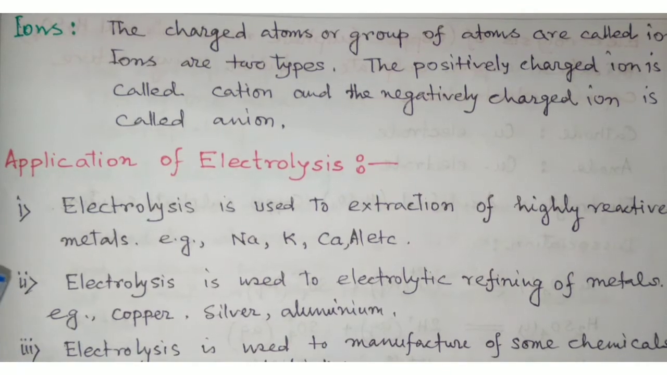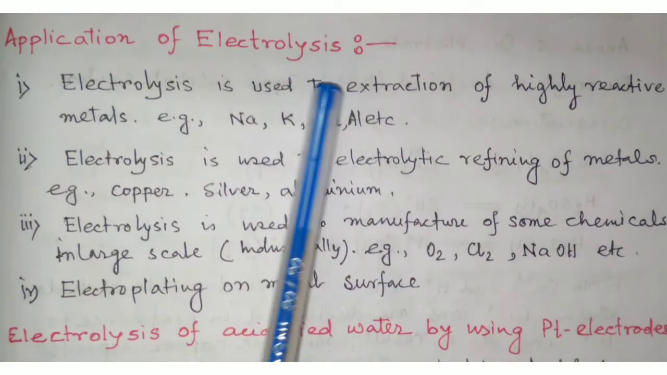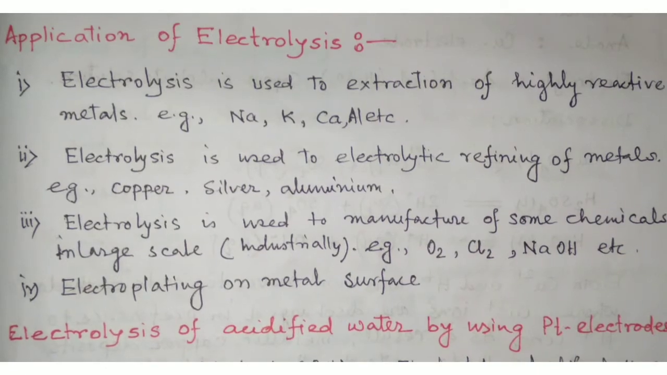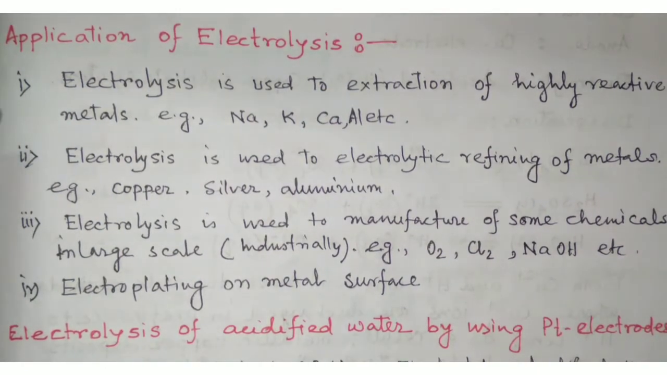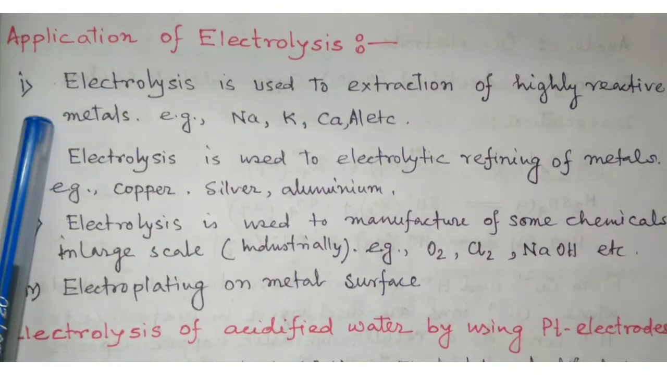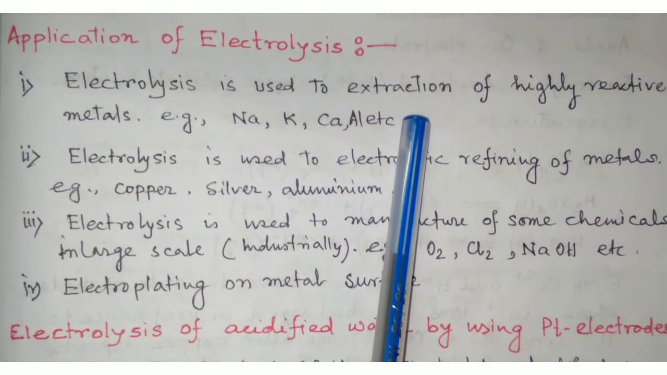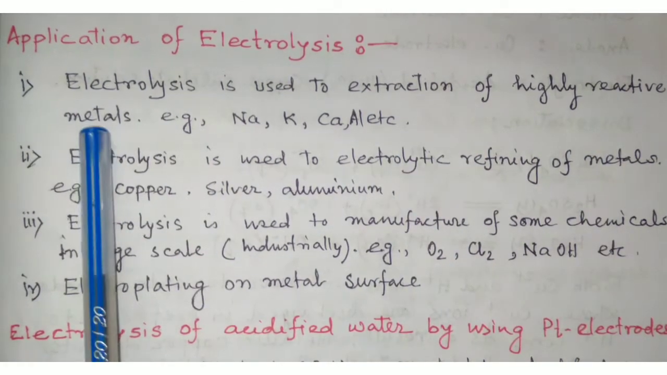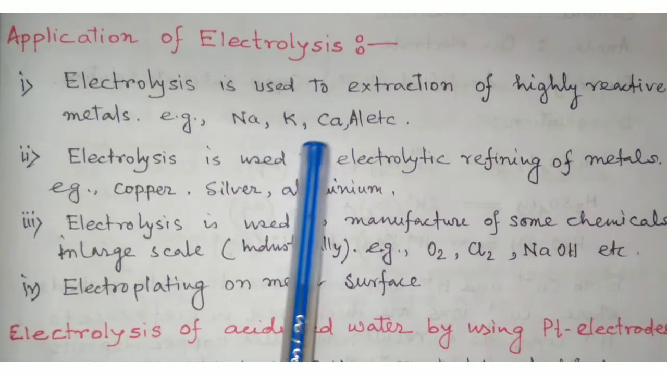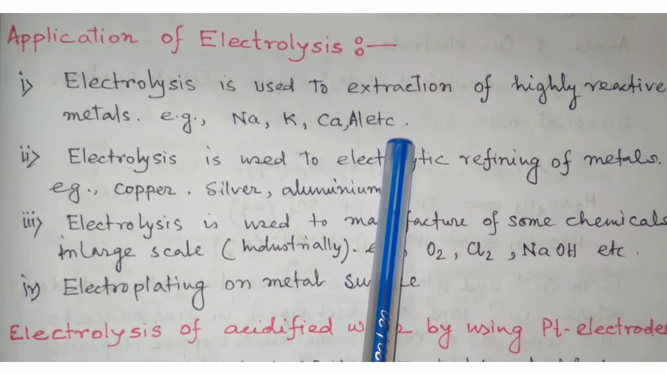Now we discuss the applications of electrolysis. There are so many applications of electrolysis. We particularly discuss 4 points. Number one, electrolysis is used for extraction of highly reactive metals, as for example sodium, potassium, calcium, aluminum, etc.